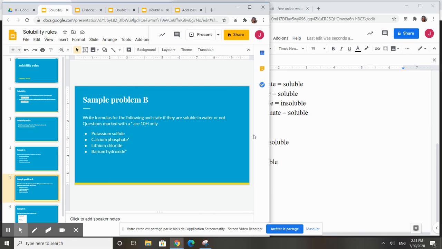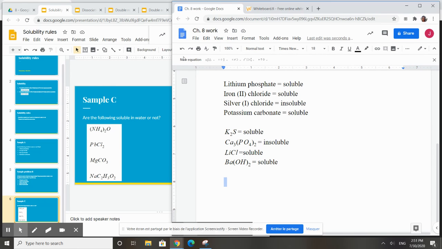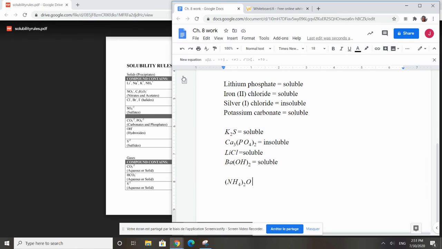Let's take a look at our last example for the video. So again, very similar to the first couple of examples, we're just looking at the solubility rules to determine them. So I look at my solubility rules. NH4 is in that first rule, so it is always soluble, no exceptions.